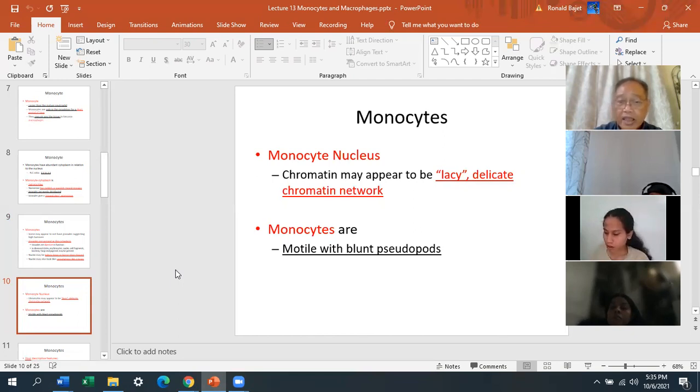Okay, monocytes are motile and can have blunt pseudopods, just like the reactive lymph. Remember the reactive lymph? I don't want to use that as a comparison. A reactive lymph, remember, has blue tinges. That's how you know it's a lymphocyte. Monocytes will not have those blue tinges.